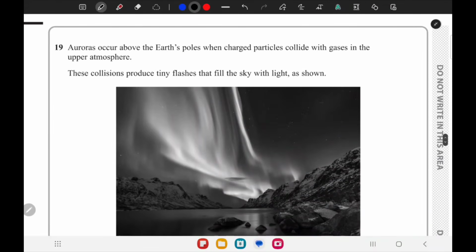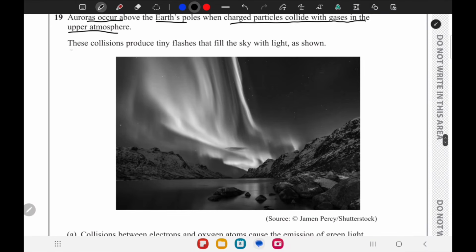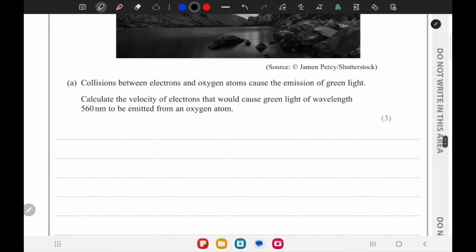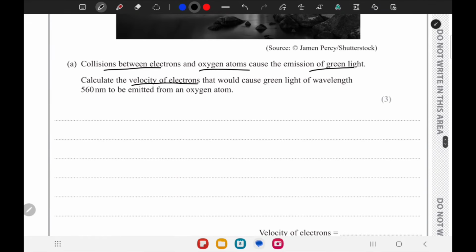Now on to question 19. We are given that auroras occur above the Earth's poles when charged particles collide with gases in the upper atmosphere. These collisions produce tiny flashes that fill the sky with light. Now in the question we are told that the collision between electrons and oxygen atoms causes the emission of green light. We have to calculate the velocity of the electrons that would cause the green light of wavelength 560 nanometer to be emitted from an oxygen atom.